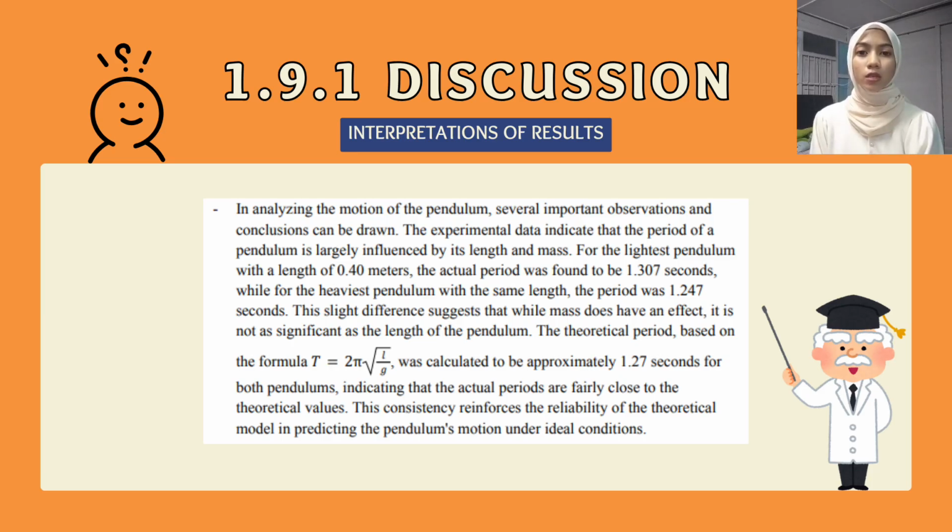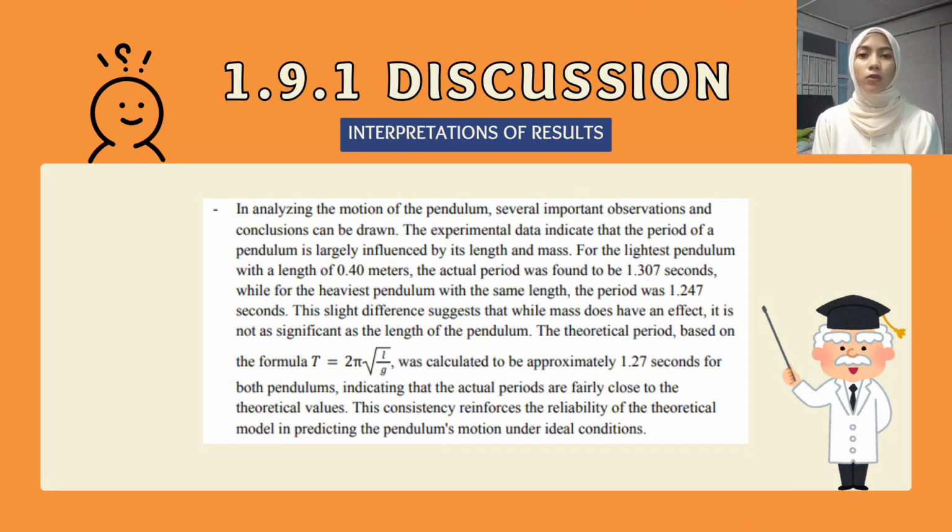For the discussion, in our analysis of pendulum motion, several observations and conclusions can be drawn. For the influence of length and mass, we found that the pendulum period is more influenced by its length than by its mass. This can be shown from the experimental data, in which the lightest pendulum with a length of 0.4 meters had a period of 1.307 seconds, while the heaviest had 1.247 seconds, showing a minor difference due to mass.